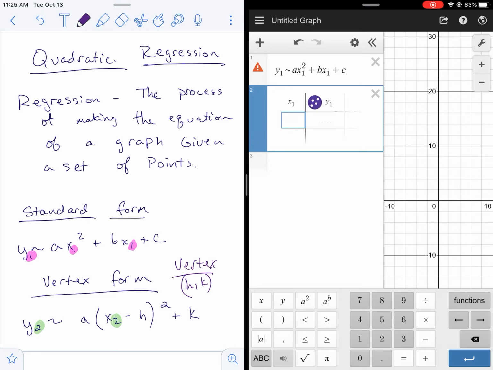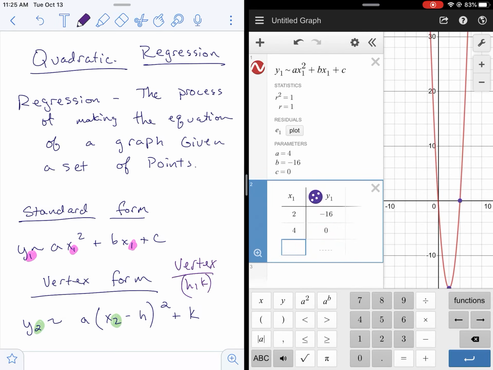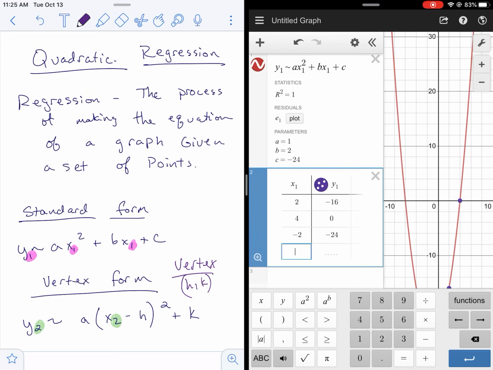Now just to show you, I'm going to add some points here. 2, -16. As you put every point in, it's going to bounce around. 4, 0. -2, -24. It needs 3 points to seal the deal. If you put a 4th point in, it'll work, but it needs 3 points to make sure. Because with 2 points, it's going to guess where it's at. With 3 points, it's going to lock it in.